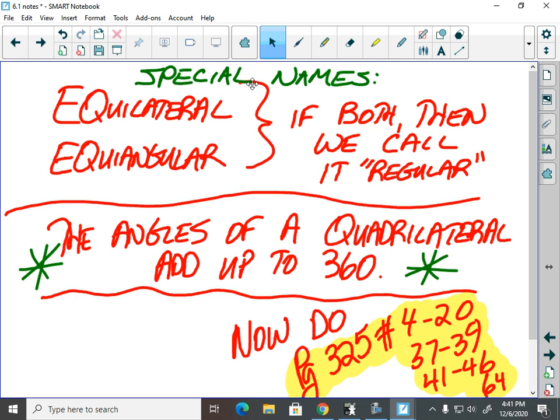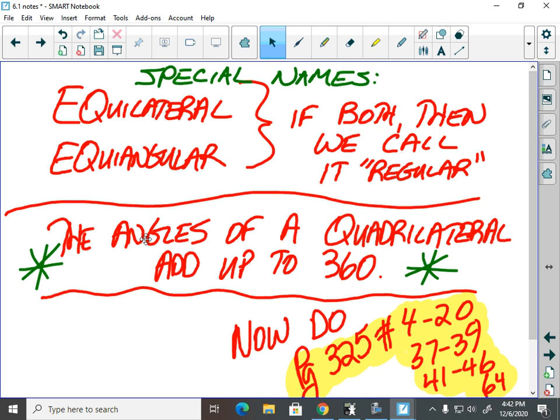There are special names. You can have equilateral polygons and you can have equiangular polygons. And if you have both at the same time, it's called regular. So like a stop sign is a regular octagon because all the sides are the same, all the angles are the same, and it's got 8 sides. Go ahead, count them the next time you're at a stop sign, but don't take too long because then cars will honk at you.